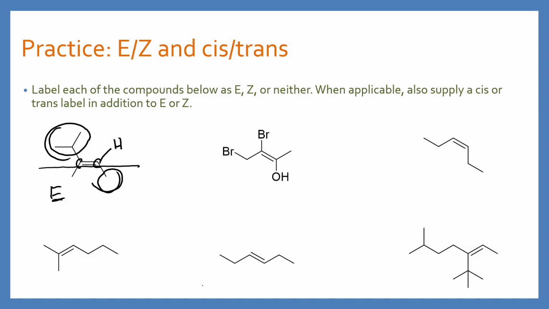This one's a little more tricky. I will draw the line just because I drew the alkene at an angle. So we have to do the priorities on each of the carbons, the one on the left and the one on the right. Let's go ahead and do carbon A and B again. So on carbon A, we have a bromine being compared to a carbon.